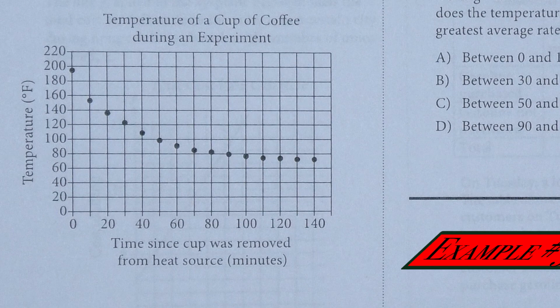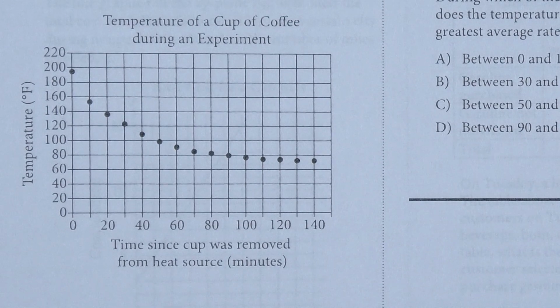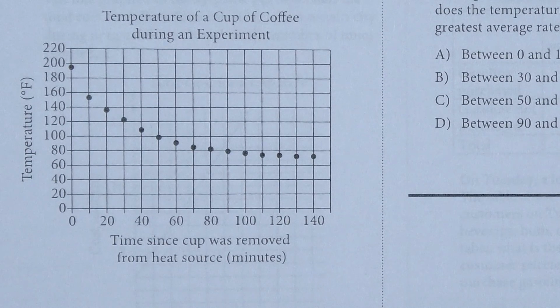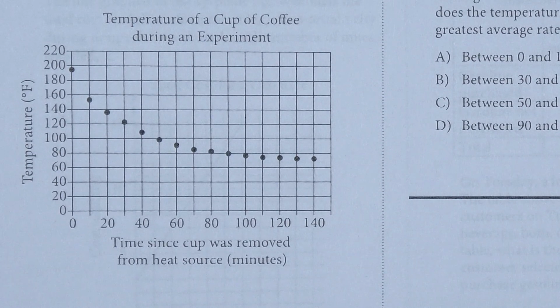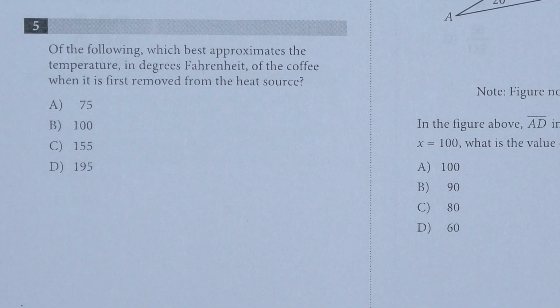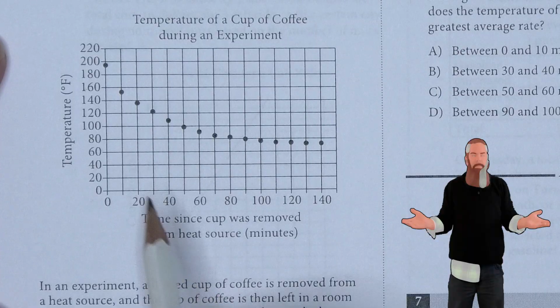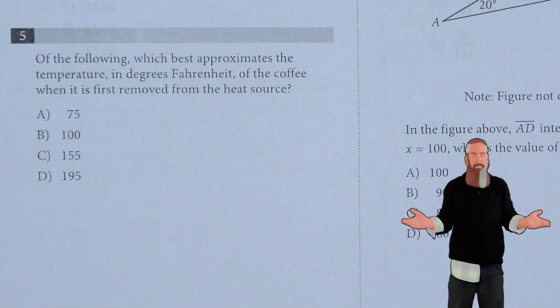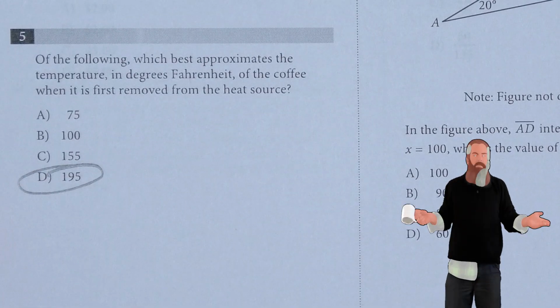For questions 5 and 6, we're going to refer to the following information. In an experiment, a heated cup of coffee is removed from a heat source, and the cup of coffee is left in a room that is kept at a constant temperature. The graph above shows the temperature in degrees Fahrenheit of the coffee immediately after being removed from the heat source and at 10-minute intervals thereafter. Of the following, which best approximates the temperature in degrees Fahrenheit of the coffee when it is first removed from the heat source? So if we were to just go look, the very beginning is just under 200 degrees. And as far as the answers are concerned, 195 is the closest to 200.